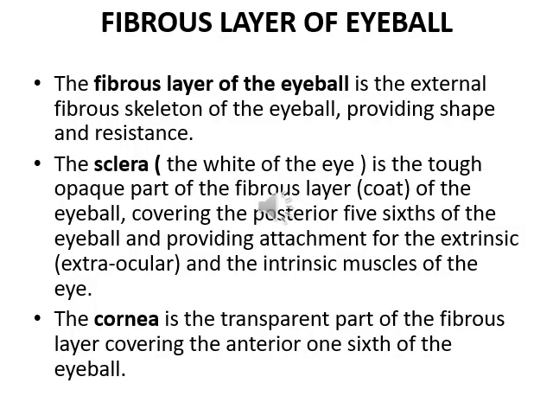The outer coat of the eyeball is the fibrous layer, the sclera and the cornea, which provide the general skeleton of the eyeball. The sclera is the posterior whitish part, and the cornea is the central transparent part. So there is a difference in their transparency. One is whitish opaque and the other is transparent. We will know that in the next slide.